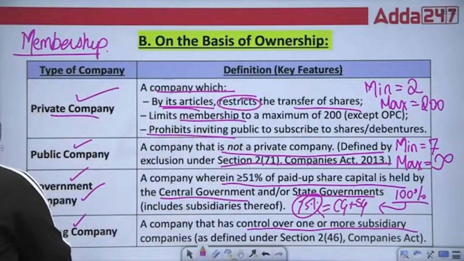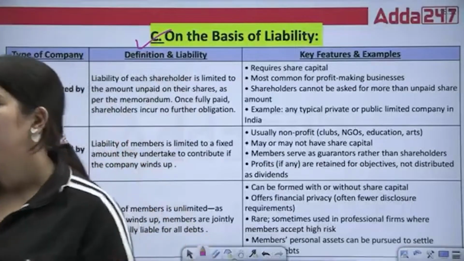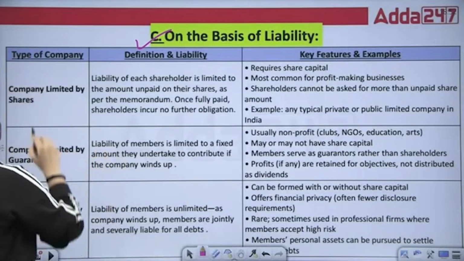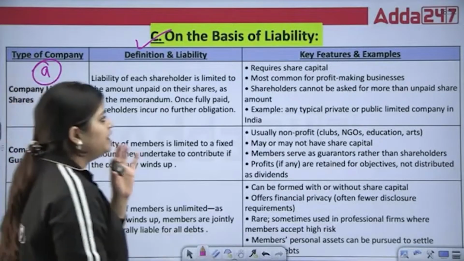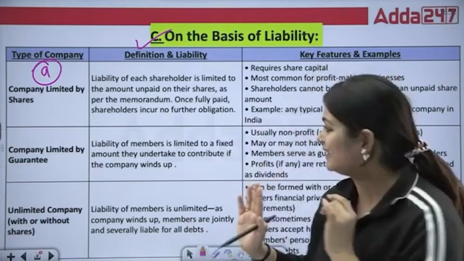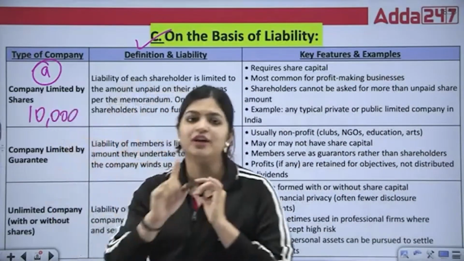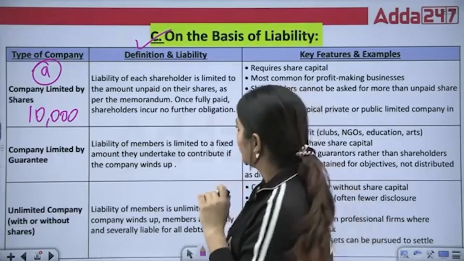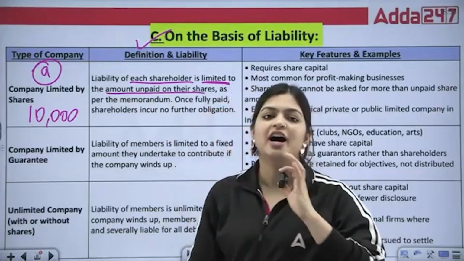And last, we have classification on the basis of liabilities. Now these are very quick. Let's complete this. First one is company limited by shares. When we are talking about whatever amount you are investing, you are liable for that amount. Means if you have invested 10,000, you are liable for 10,000 only. That is company limited by shares. So here each shareholder is limited to the unpaid amount on their shares.